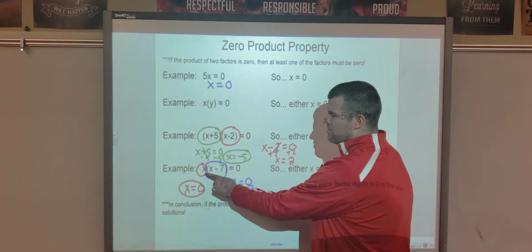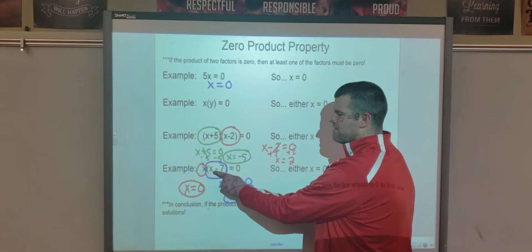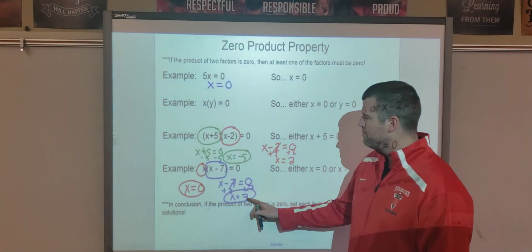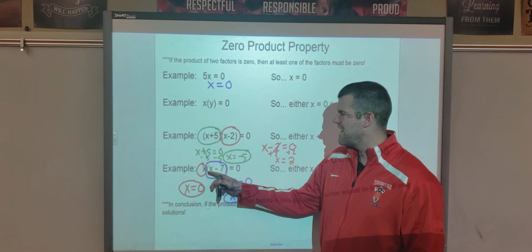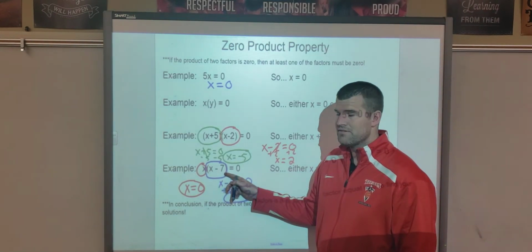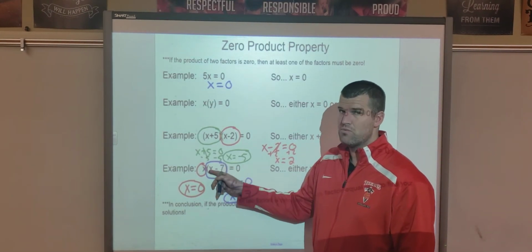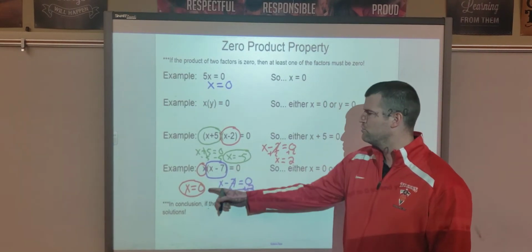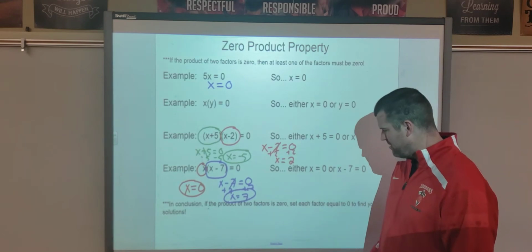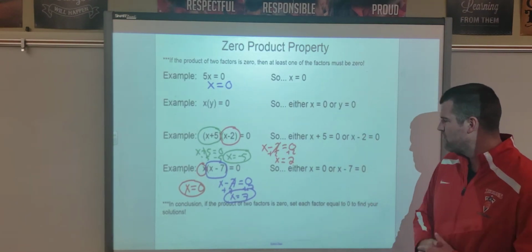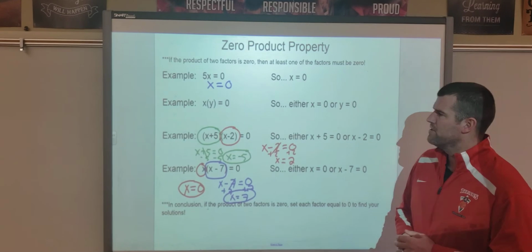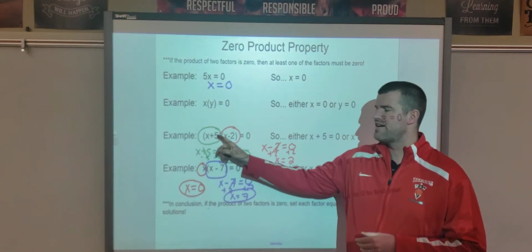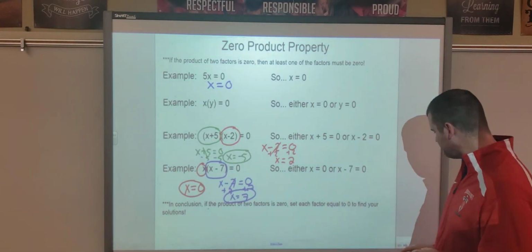If I plug in 0, I get 0 times 0 minus 7, so 0 times that would be 0. But if I plug in 7, I would get 7 times 7 minus 7, which is 7 times 0, and that is 0. So you end up getting two possible solutions. In conclusion, when we're talking about the zero product property, when you multiply to get 0, you're going to solve it by setting each of your two factors equal to 0.